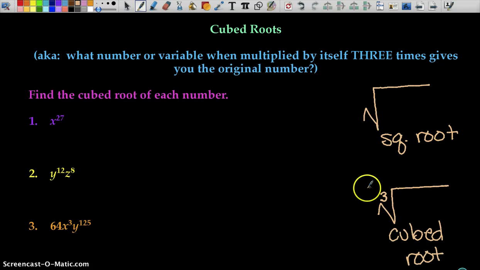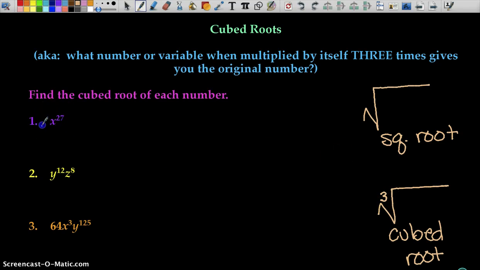Okay, so one thing I had said to you before is that there's a little invisible 2 right here, kind of just like when we write x, we don't write a 1, but we know that there's a 1 exponent, a 1 coefficient. This is the same concept. Square root is kind of the basic symbol, and so we don't write the 2, it's just known that it's there. However, with cubed root, you do write this 3.